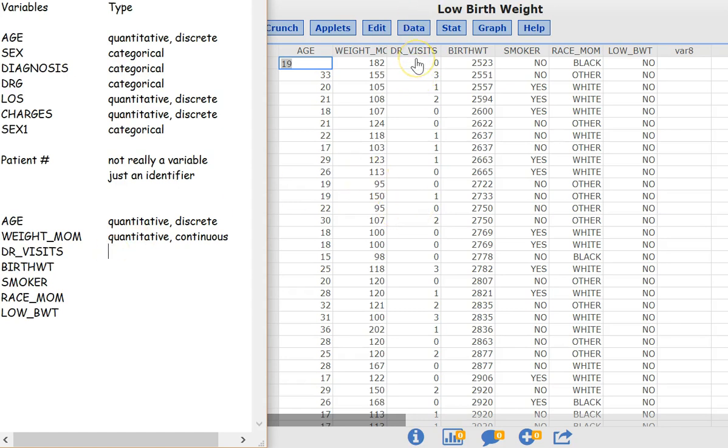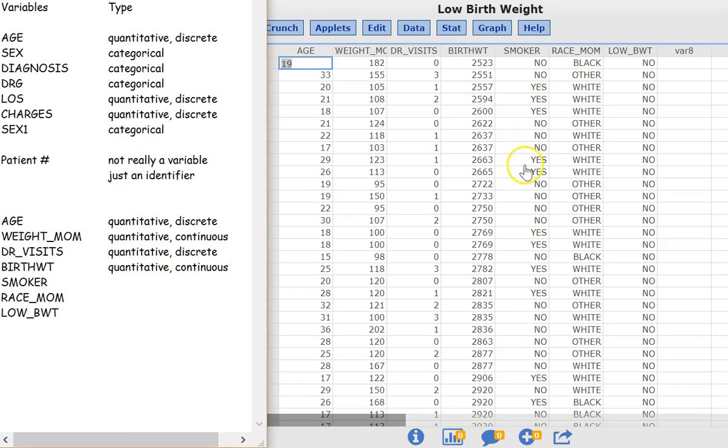Okay, the next variable is doctor visits. And this was the number of doctor visits during the first trimester. So these are definitely numerical values, which makes it quantitative. And then you can't have 1.5 or 1.2 doctor visits. So this one is discrete. This answers the question, how many? How many doctor visits were there during the first trimester? The next one is birth weight. Again, this is a weight in grams and it's a measured value. So this is quantitative and it's continuous.